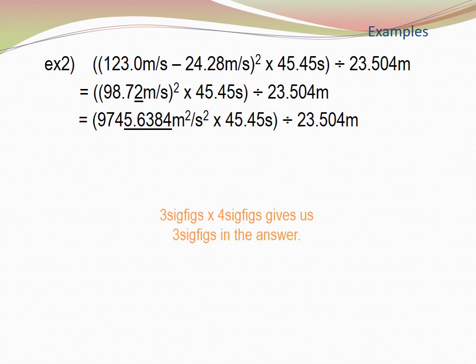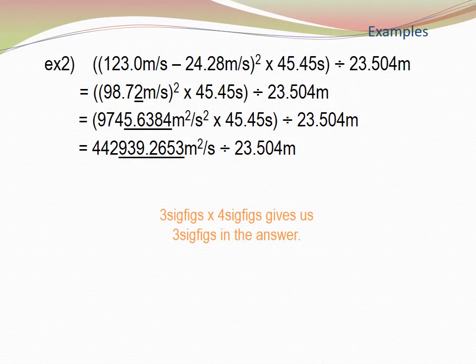Now I'm going to multiply 9,745.6384. I put it all in my calculator. I'm going to multiply that by 45.45. 3 sig figs, 4 sig figs. My answer then has 3 sig figs. So I'll punch it in my calculator, write down the whole number, and I will underline the 939.2653 so that it shows that I only have 3 significant figures in that number.